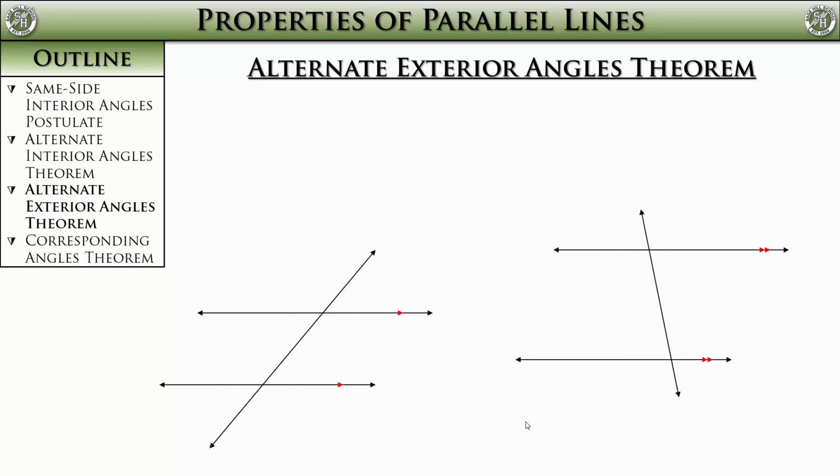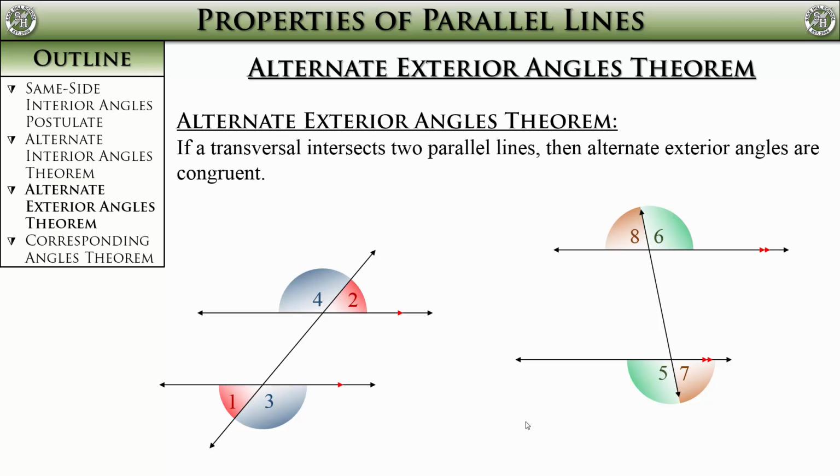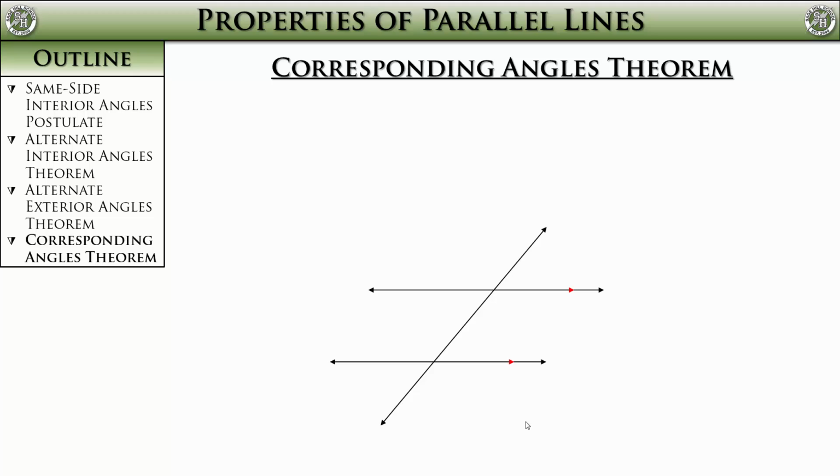Now instead of interior, we want the alternate exterior angles. Hopefully you can figure those out by yourself, but here they all are. Just like the alternate interior angles, the alternate exterior angles are also congruent. This looks nearly identical to the last theorem. Now on to the last theorem.